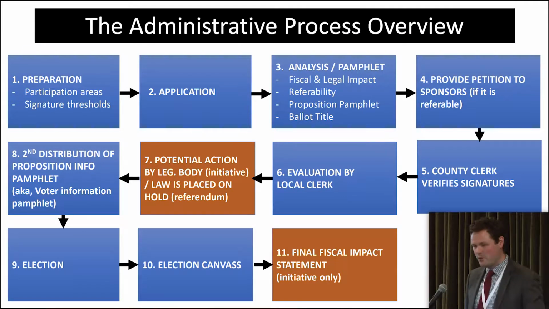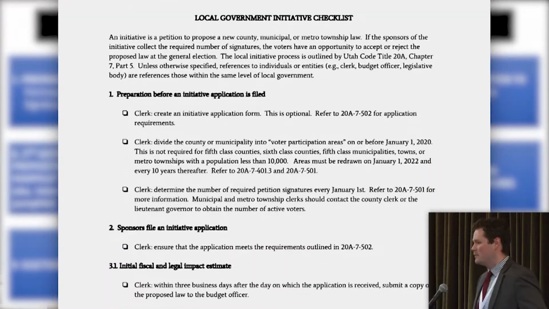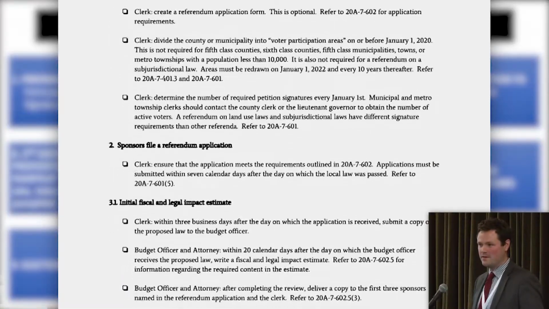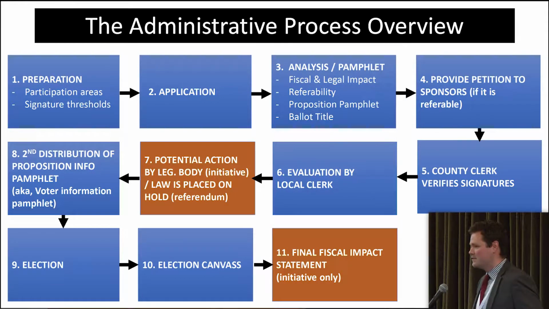Let's go through the administrative process overview. As Craig mentioned, we have this handout. It's about 10 pages long, about 5 pages for initiatives and 5 pages for referendums. We could have made it longer. As you go through the process, this is a good reference tool, but we always suggest you look to the code and make sure you're complying with all the elements of the code. Initiatives are in Title 20A, Chapter 7, Part 5, and referendums are in Part 6. So just read through that as you begin this process.